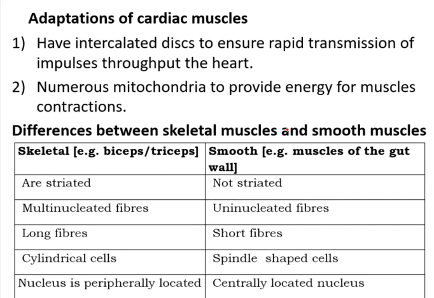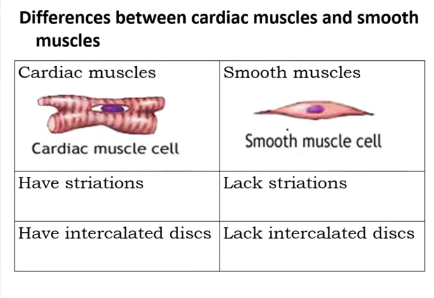Skeletal muscles have long fibers, while the smooth muscles have short fibers. Then skeletal muscles are cylindrical in shape, while the smooth muscles have a spindle shape. Then in the skeletal muscles, the nucleus is peripherally located, while in smooth muscles, the nucleus is centrally located.